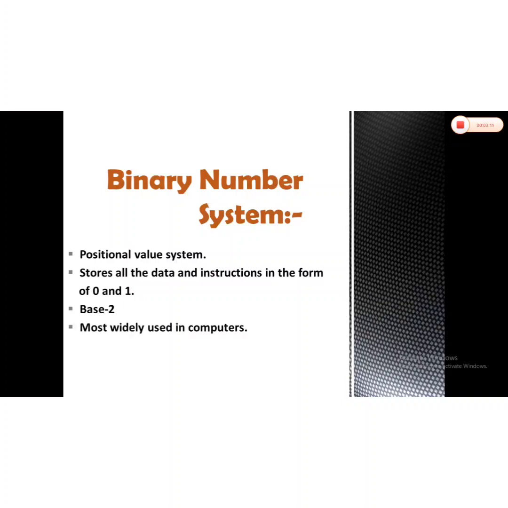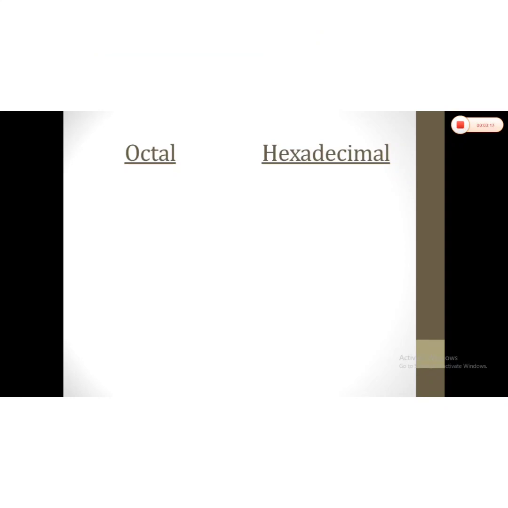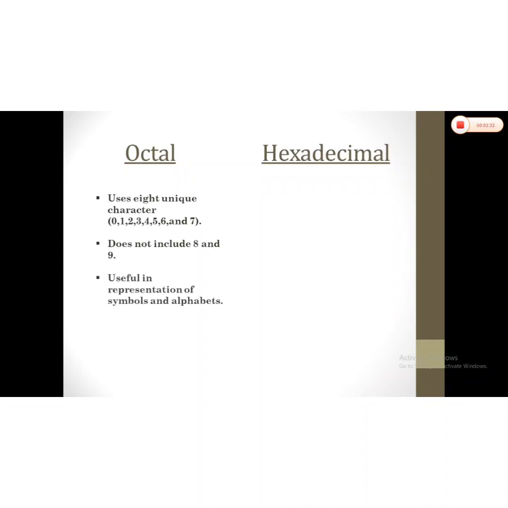So binary is the most widely used in computers, and then there are octal and hexadecimal. These two are also very important in computers, but most companies do not prefer to use them, though they are still useful. Let's see octal. As the name suggests, it has 8 unique characters from 0 to 7. It does not include 8 and 9, and it is useful in representation of symbols and alphabets.